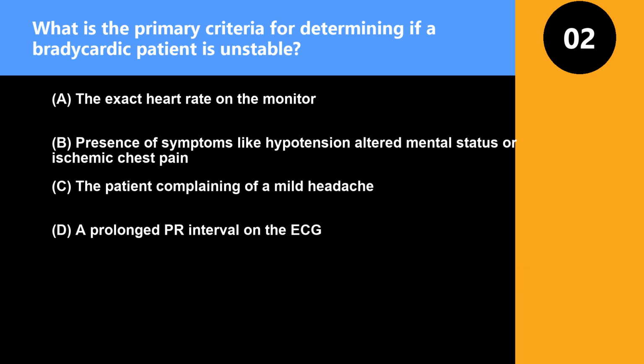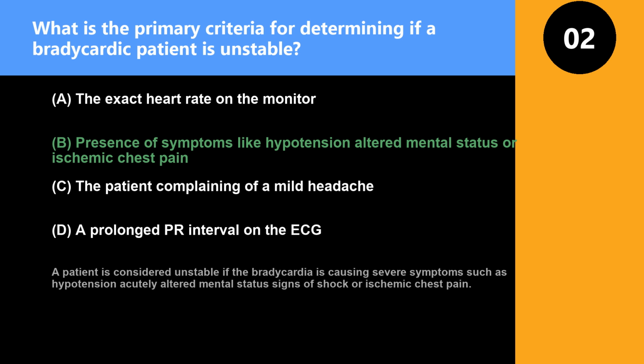Question 2. What is the primary criteria for determining if a bradycardic patient is unstable? Option A, the exact heart rate on the monitor. Option B, presence of symptoms like hypotension, altered mental status, or ischemic chest pain. Option C, the patient complaining of a mild headache. Option D, a prolonged PR interval on the ECG. The correct answer is option B. A patient is considered unstable if the bradycardia is causing severe symptoms such as hypotension, acutely altered mental status, signs of shock, or ischemic chest pain.